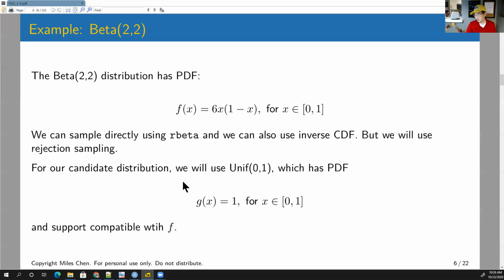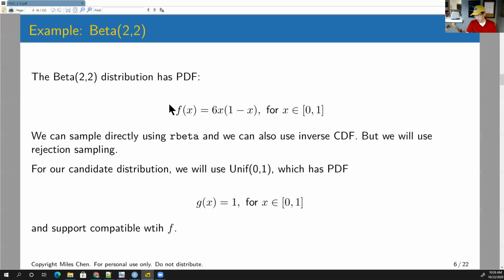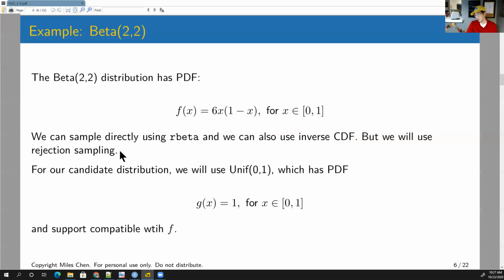Okay. All right. So here's the PDF of the beta distribution. If you take the beta 2, with shape parameters alpha is 2 and beta is 2, then you're going to get basically x to the 2 minus 1 and 1 minus x to the 2 minus 1. All right, and then the normalizing constant is 6. Now technically this is a little silly because we can sample directly using R beta, and we can also figure out the inverse CDF. But for this example, just for the sake of our learning, we're going to use rejection sampling.